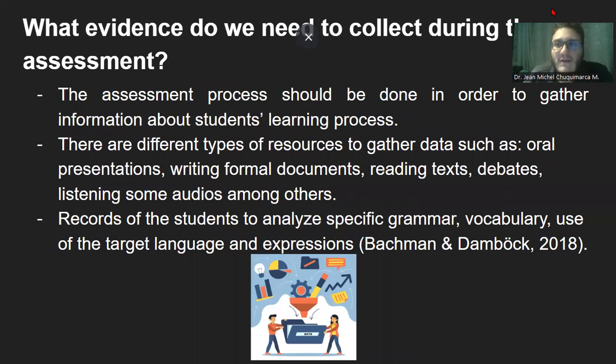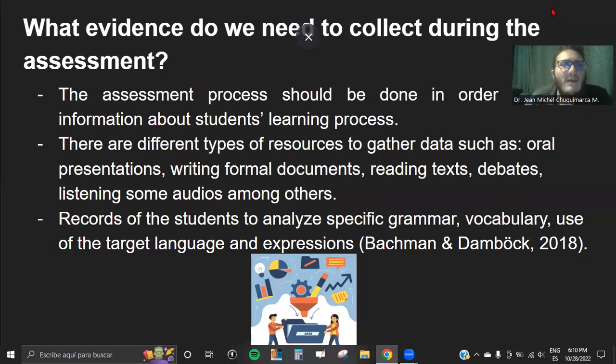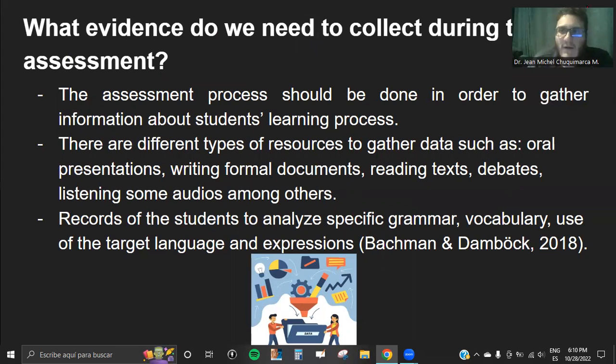And the last question is what evidence do we need to collect during the assessment? Well, as I said, the assessment is an ongoing process. It should be done in order to gather information about learning process.